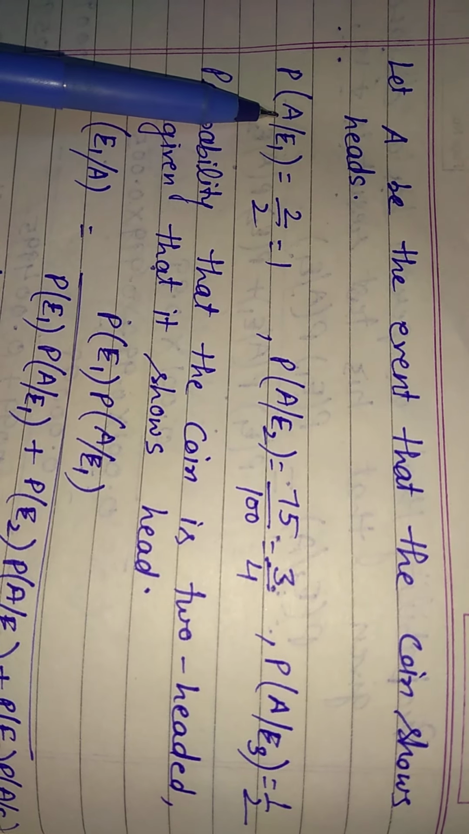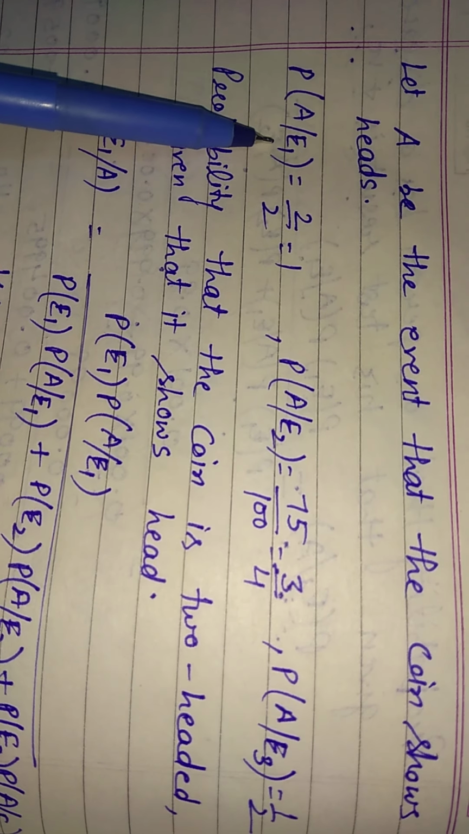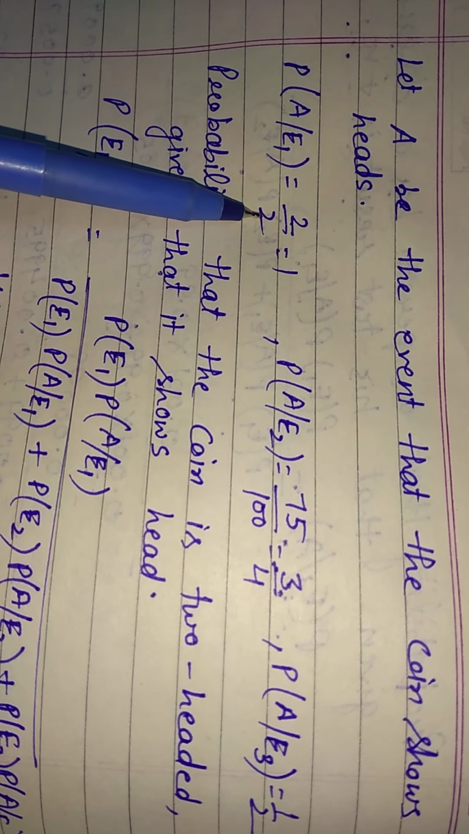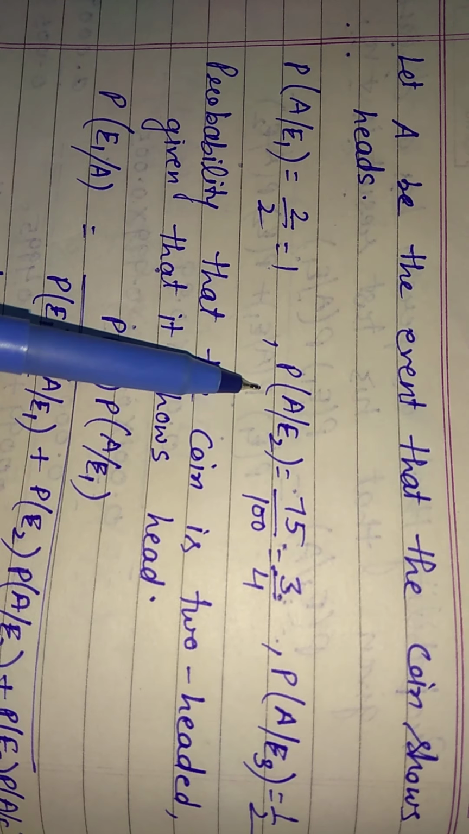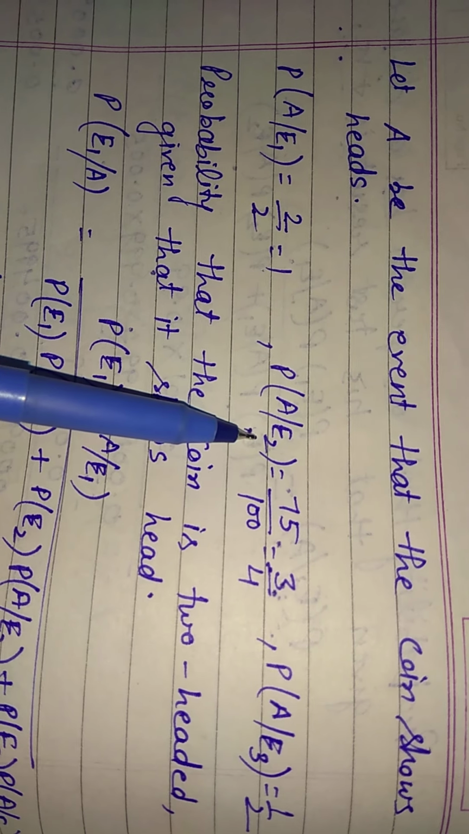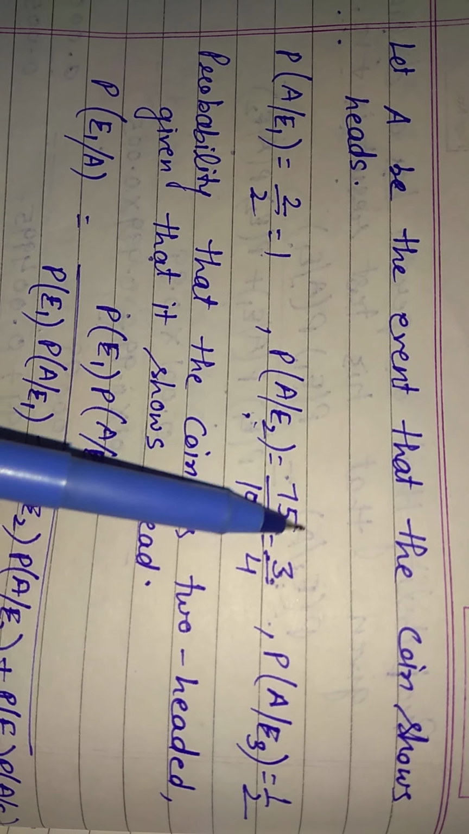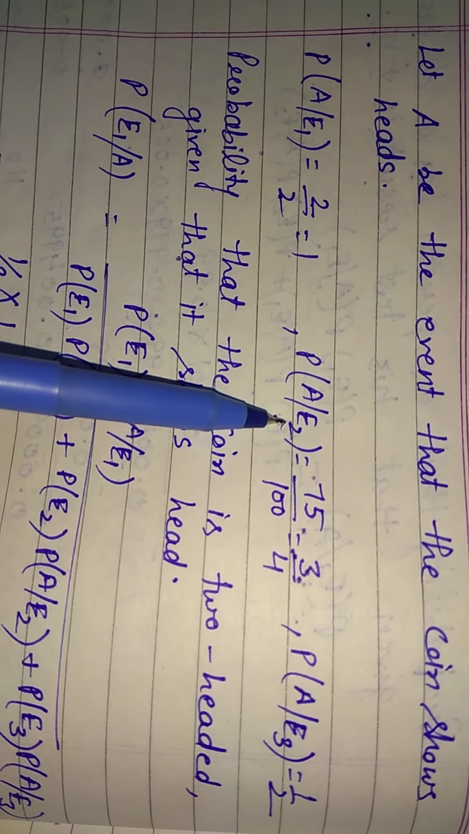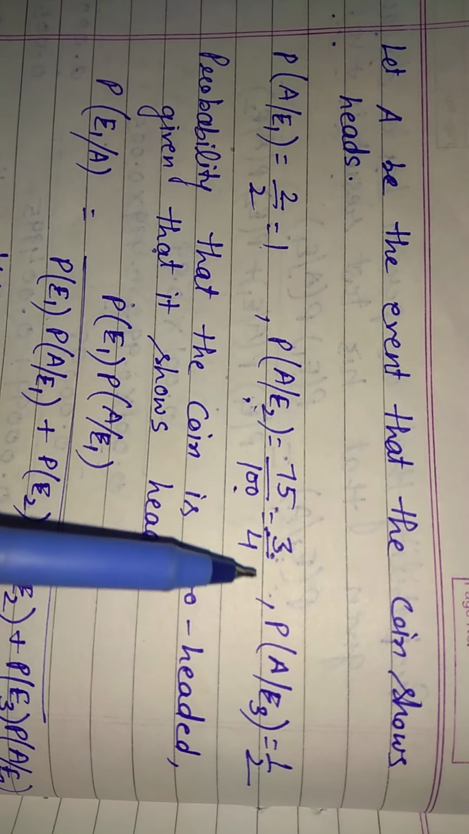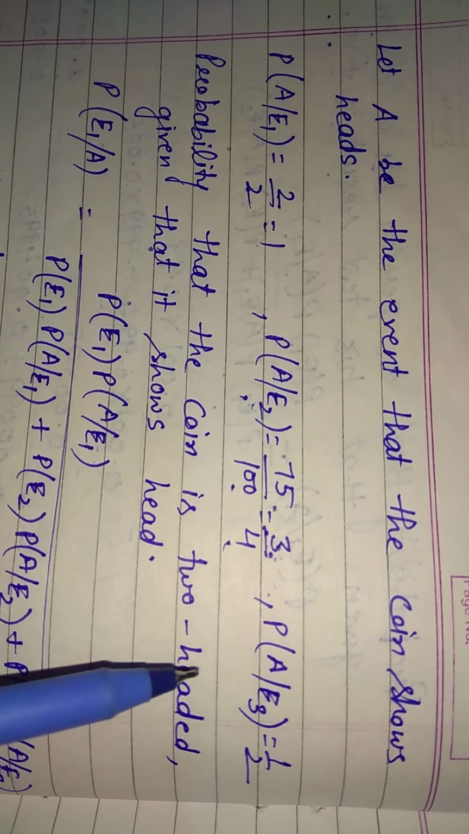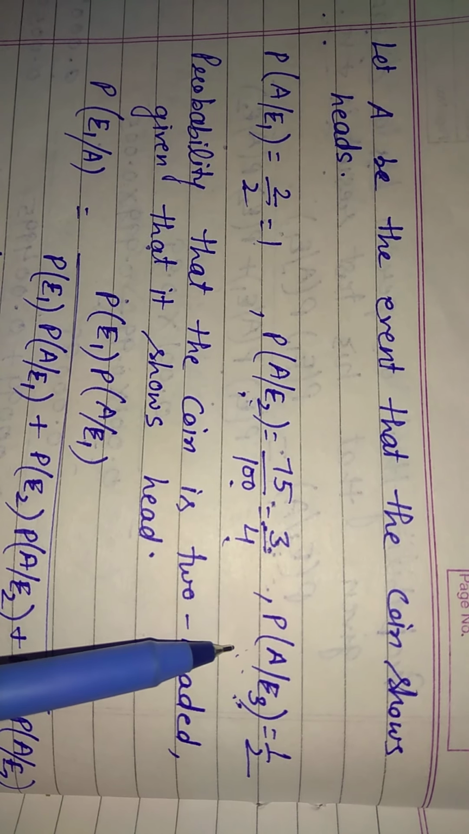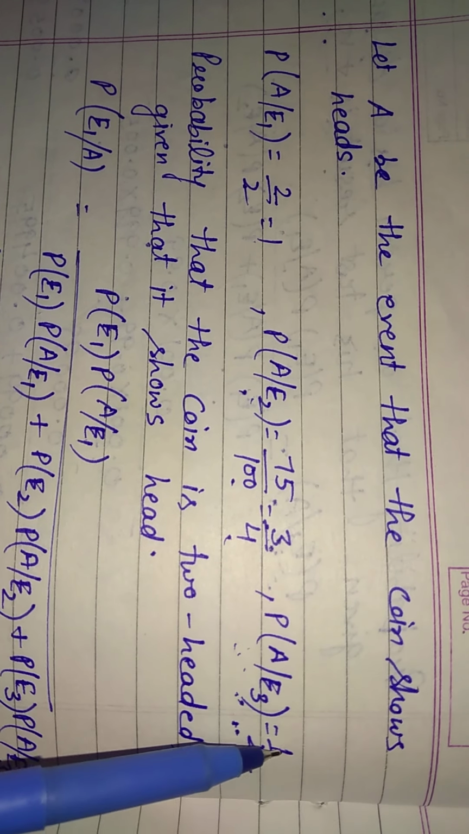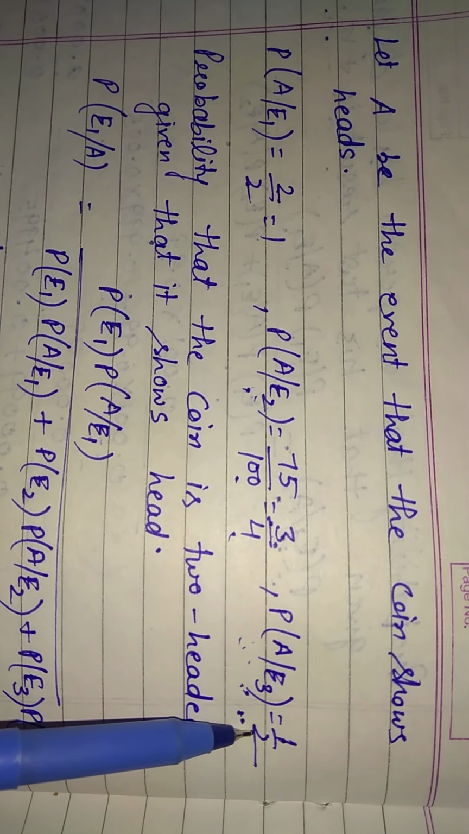If A be the event of coin shows heads and the coin is a two-headed coin, then what is the probability? Favorable are 2 and total are 2. What is the probability? 1. P(A|E2). E2 is the event when biased coin, in which head आने की probability जो है वो कितनी है, 75%. Then what is P(A|E2)? 75 upon 100, that is 3 by 4. P(A|E3), this is the unbiased coin, ordinary coin. So head आने की probability क्या हो जाएगी, 1 by 2, because favorable is 1 and total are 2.